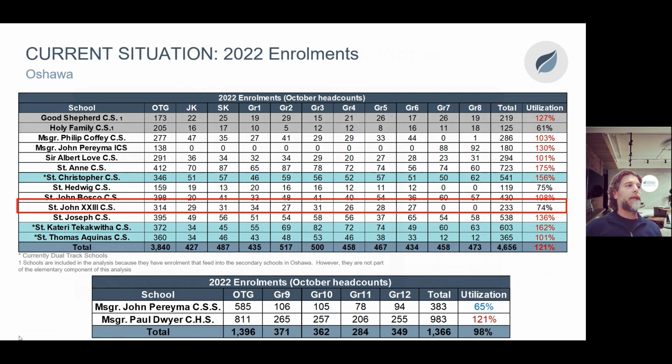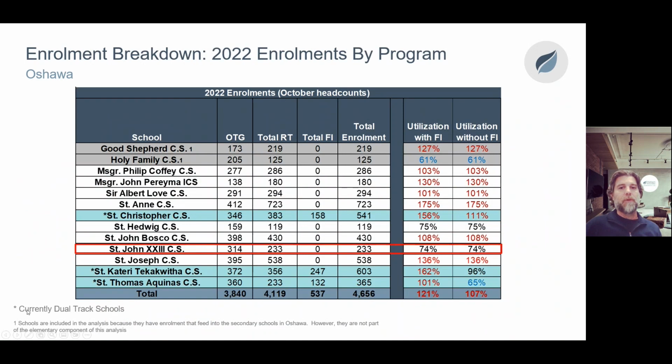This next slide, we're going to look at the same enrollments, based on October 2022 enrollments, same numbers. All we've done is separate out the English enrollment and the French immersion enrollment. In the city of Oshawa, the board offers French immersion programming at 3 of its elementary schools. They're referred to as dual track elementary schools because they offer both English and French immersion programming. Those 3 schools are St. Christopher, St. Kateri, and St. Thomas.